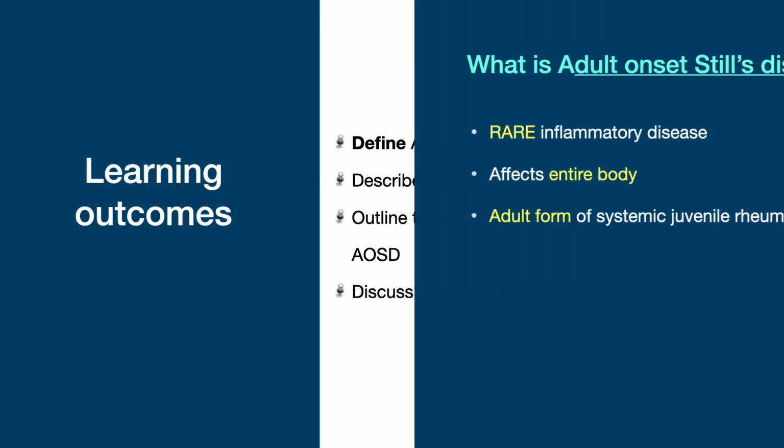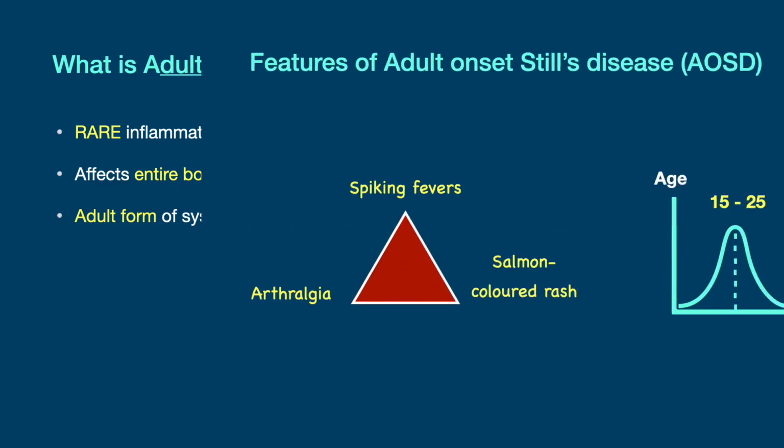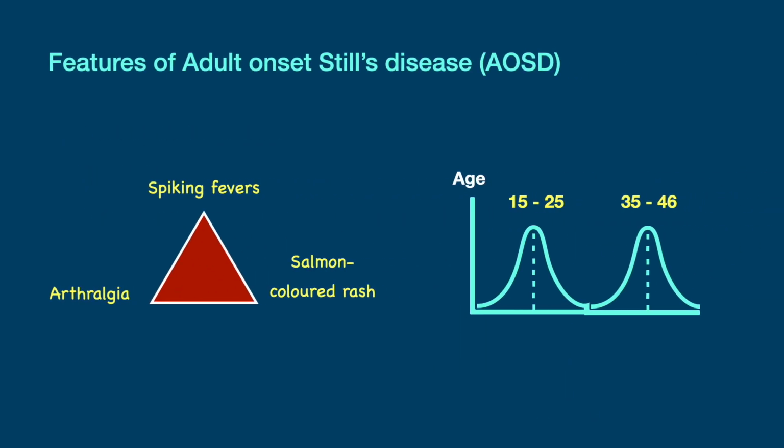Let's get started. So what is Still's disease in adults? This is actually a rare inflammatory disease that affects the entire body. Adult onset Still's disease is the adult form of systemic juvenile rheumatoid arthritis. This disorder is named after a British physician who first described systemic juvenile rheumatoid arthritis in the medical literature in the 1800s. A triad of persistent high spiking fevers, joint pain, and a distinctive salmon-colored bumpy rash is characteristic of adult onset Still's disease. It has a bimodal age distribution, which is between 15 to 25 years and 35 to 46 years old.